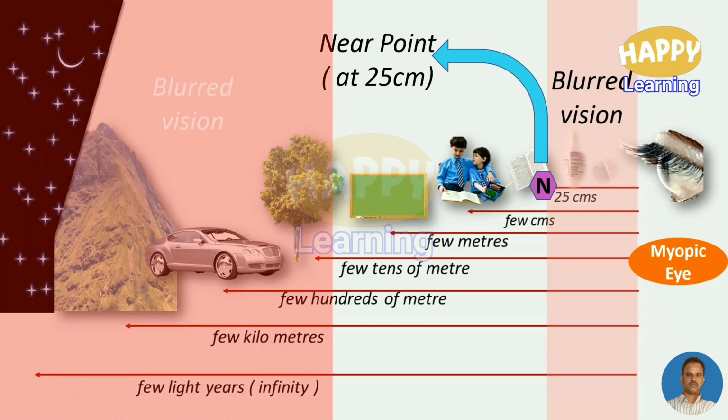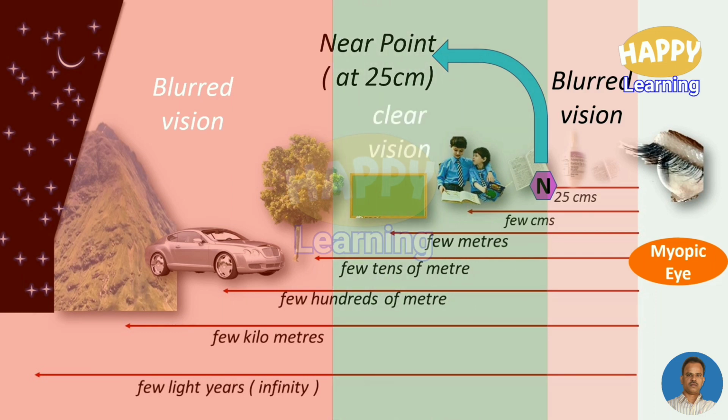This eye is unable to see the objects that are at long distances. So this eye is unable to see the objects in this red shaded area clearly. This eye is able to see only this region from the near point N up to a few meters. That region is shaded green.